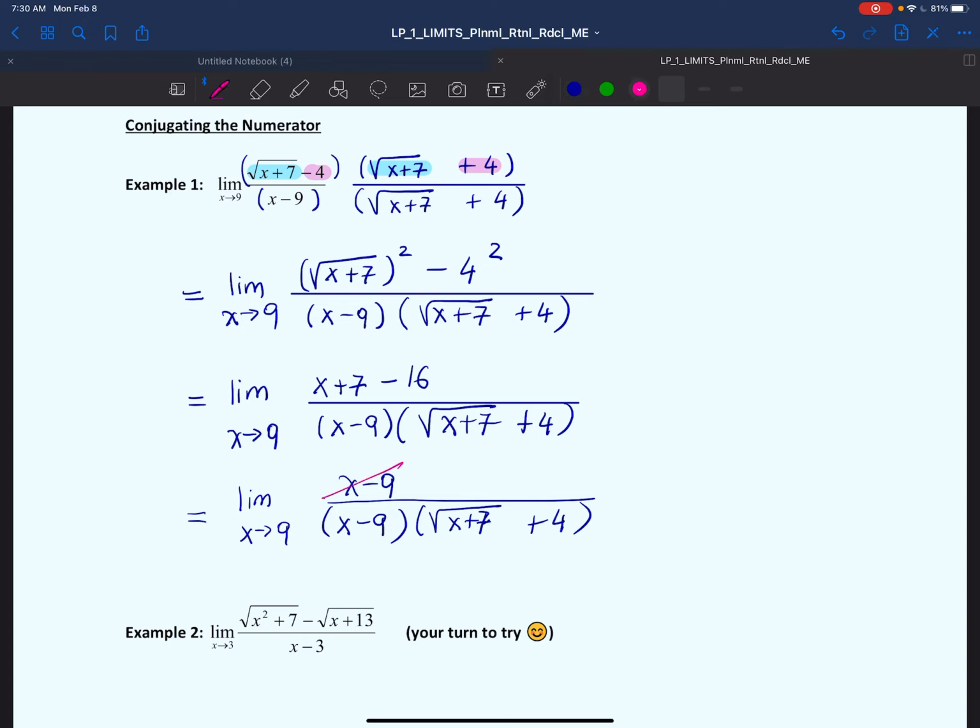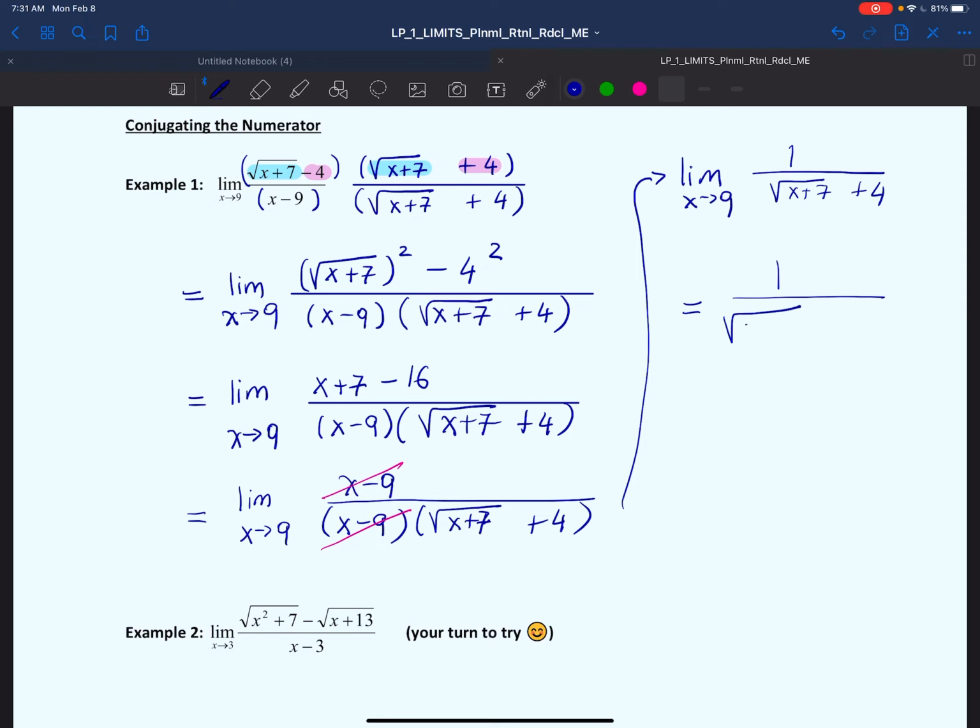Time to celebrate our hard work here. And we get the limit as x approaches 9 of 1 over root of x plus 7 plus 4. Now this is the exciting part. Try to substitute now x by 9 and see what happens. So 1 over the root of 9 plus 7 plus 4. So that would be 1 over root 16 plus 4, or 1 over 4 plus 4.